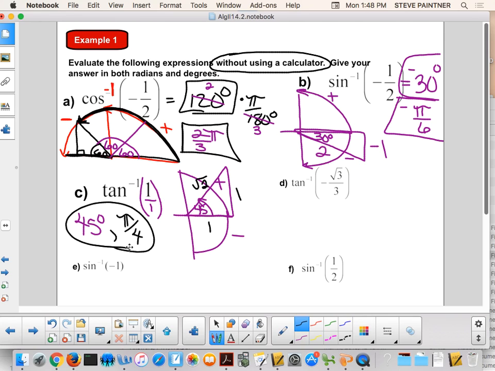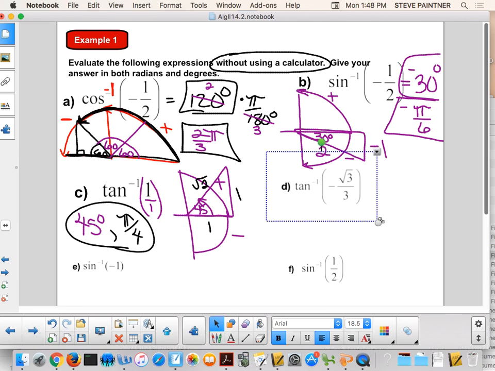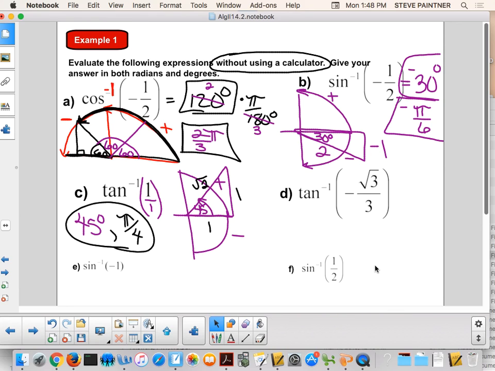Good? Okay, you guys aren't raising your hands, so I'm just kind of cruising here. All right, next. What angle will give me inverse tangent of square root of 3 over 3? Gotta look. Which triangle has a square root of 3 in it? It's the 30-60. Now you just gotta ask yourself, is it 30 or is it 60?